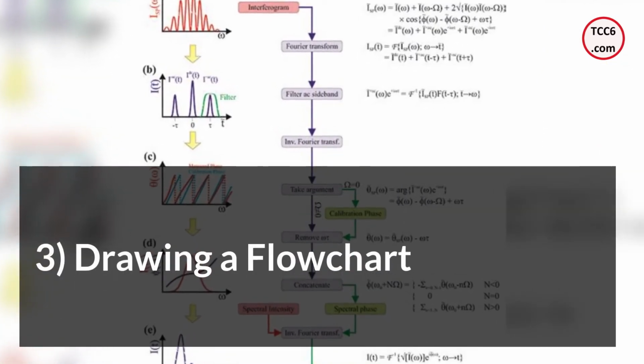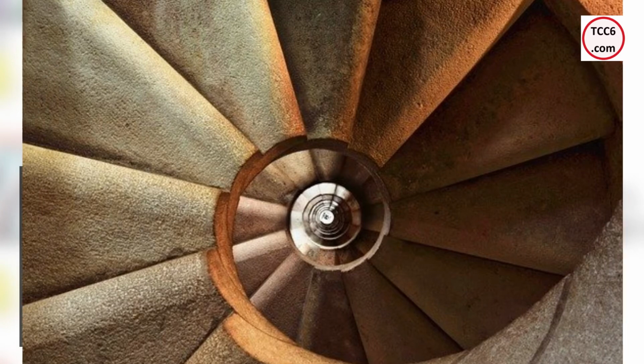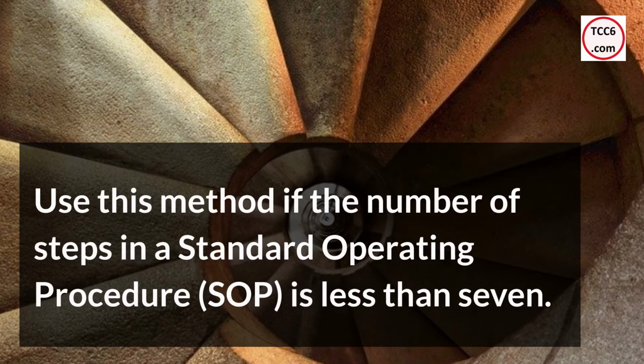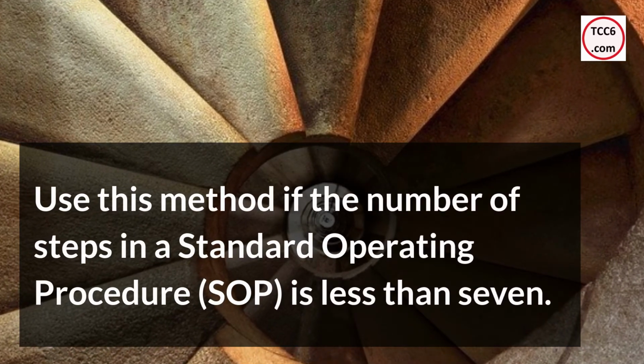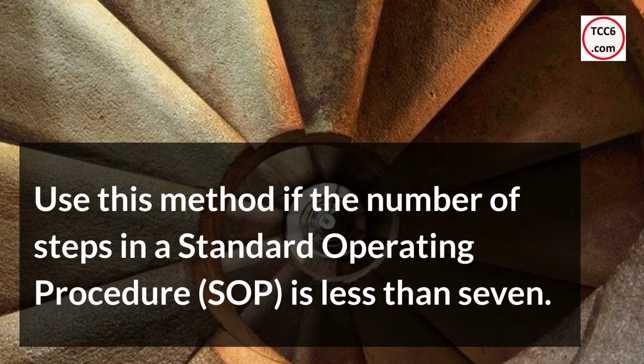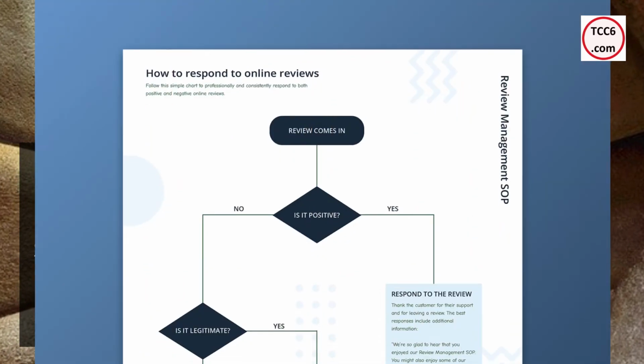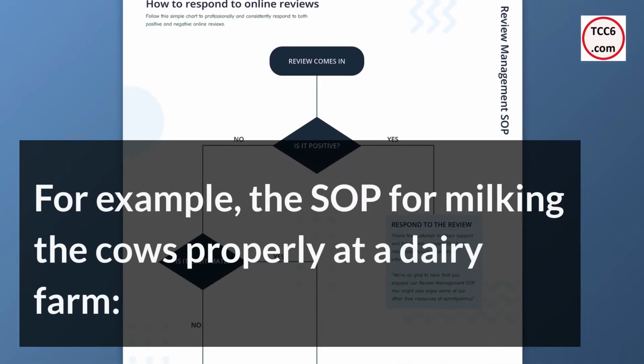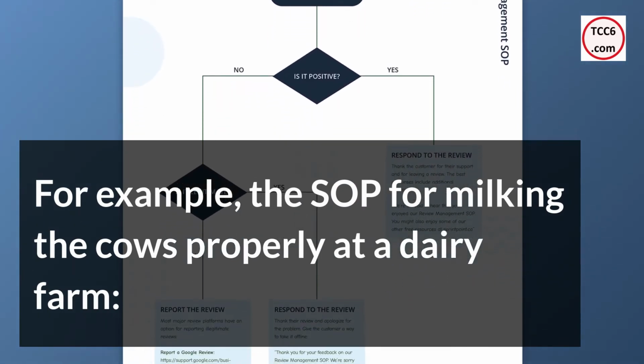(3) Drawing a flowchart. Use this method if the number of steps in a Standard Operating Procedure, SOP, is less than 7. For example, the SOP for milking the cows properly at a dairy farm.